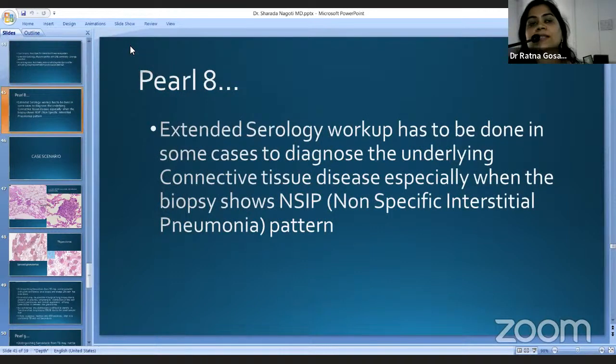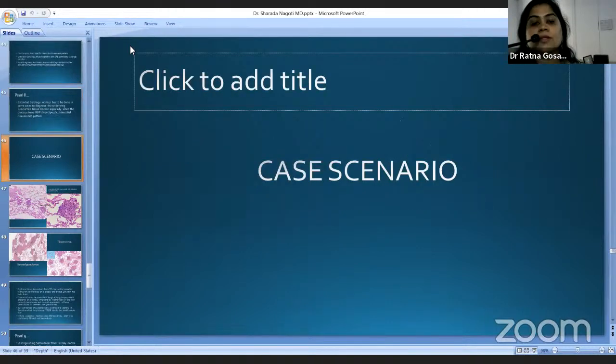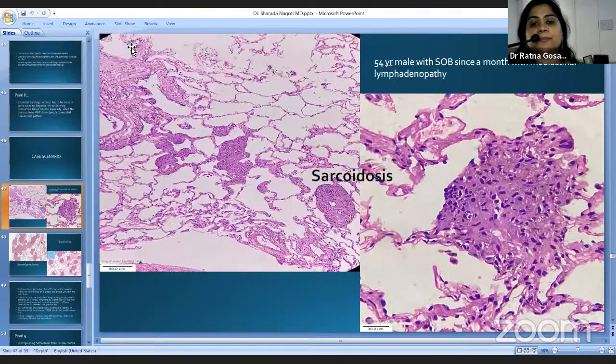So the call in this case is that pathologists should know that the NSIP pattern most often is due to an underlying connective tissue disease. So even if the initial basic serology workup is negative, the pathologist should suggest an extended serology profile. Like in this case, the extended serology showed the anti-SAE antibody to be positive. So going to the next case scenario.